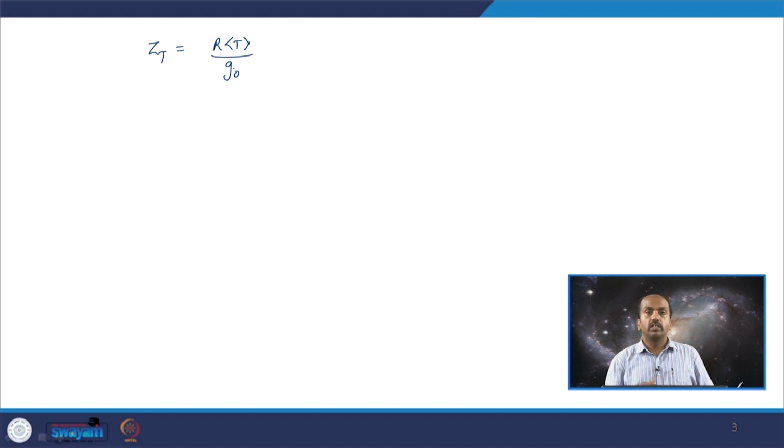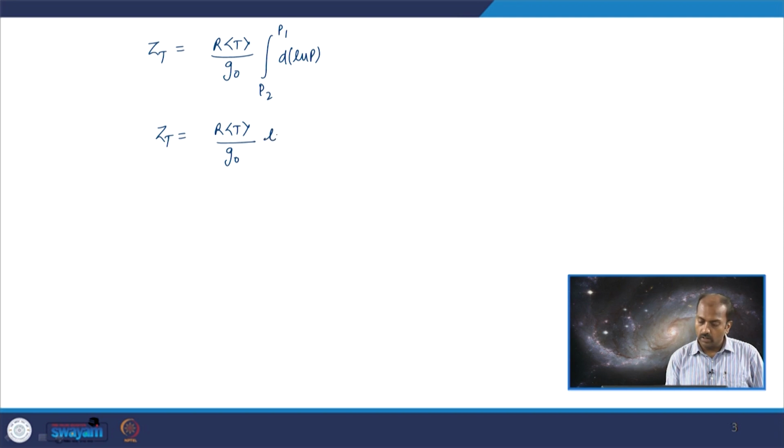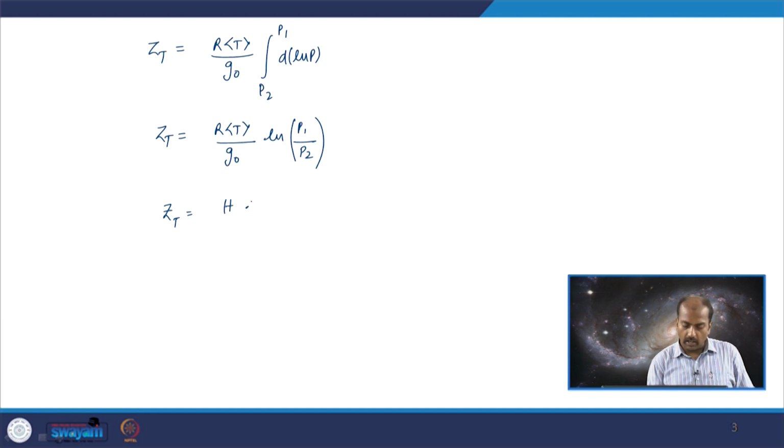Since you have defined the average temperature, the mean temperature of the layer is not going to change with respect to height. You have already taken an average, I mean the temperature between these two pressure surfaces varies with respect to height. So, this variation is brought in by taking an average. So, it comes out of the integral and you have P2 to P1 d of ln P. So, now ZT is equal to R times mean temperature by g naught times ln of P1 by P2, or ZT is simply the scale height times ln of P1 over P2.